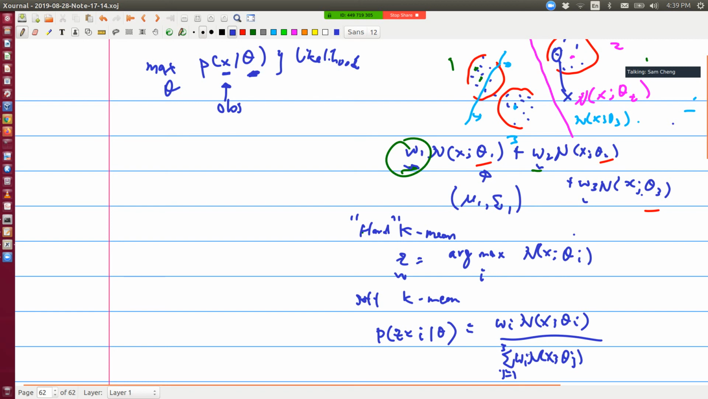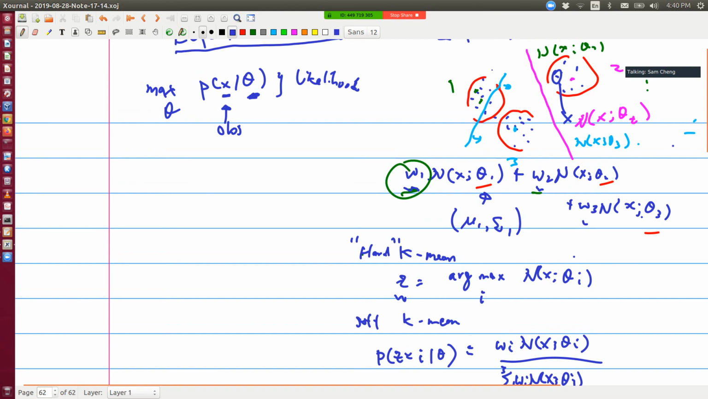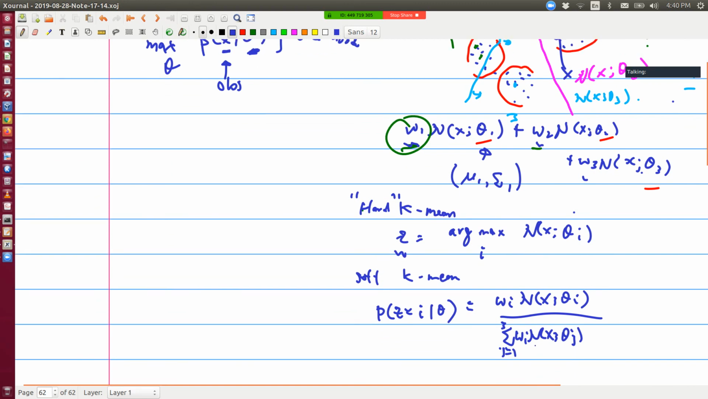For example, for this point here, maybe it's 0.7 for cluster 2, 0.2 for cluster 1, and so on and so forth. So how do we calculate this? You just sum over them. You know this one and this one here. So each time you iterate, you update this theta, and at the same time you update the W.